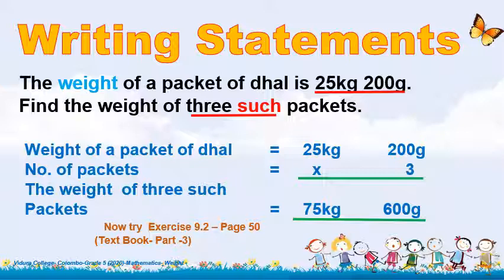So you can pick out the words from the question itself. It's about weight. So we'll start our statements with weight. Weight of a packet of dal, place the number along with the equal sign. Number of packets, multiplication sign, and you are going to multiply it by 3. Why? You have 3 such packets. The last statement, the weight of 3 such packets. And then multiply and get the answer. You have 75 kilograms and 600 grams.